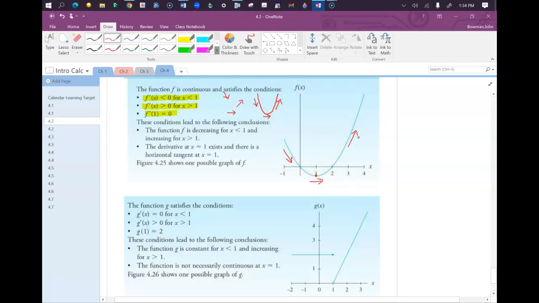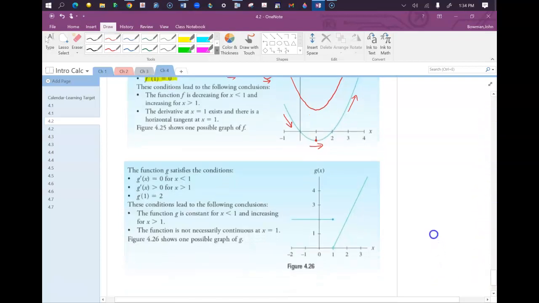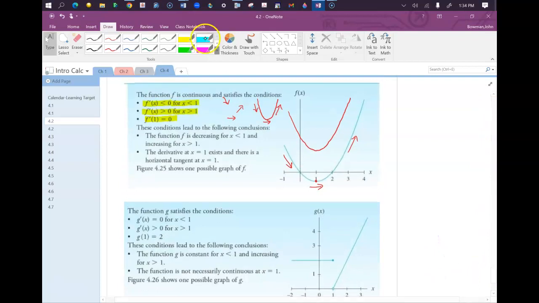Notice I said a possible graph of that. It actually could be something that goes like this as well. It could be shifted upward and still meet those conditions. So there's not a unique solution for this. It did also say that f is continuous in this example, so watch out for clues like that.